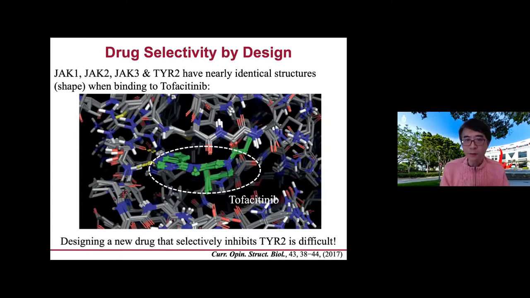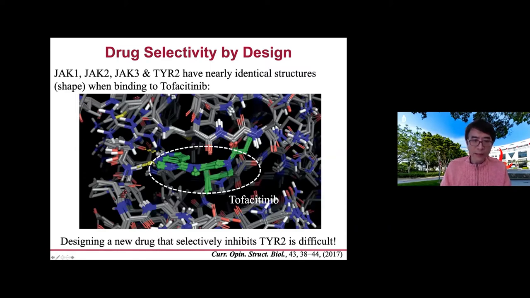Indeed, these four targets I'm talking about have a very similar binding pocket. You can tell here that we overlay the four protein structures, JAK1, 2, 3, and TYK2, together with the drug compound. All of this surrounding is the proteins, and in the middle, that is a drug compound in the green color.